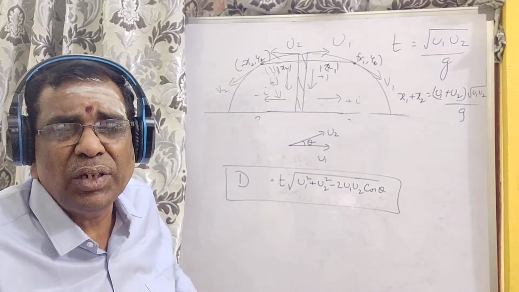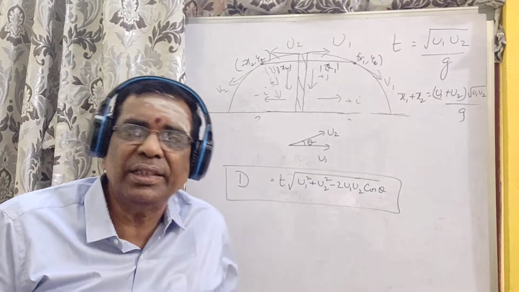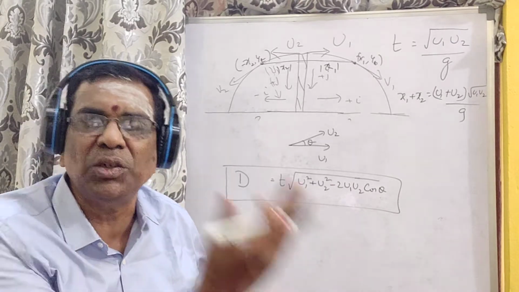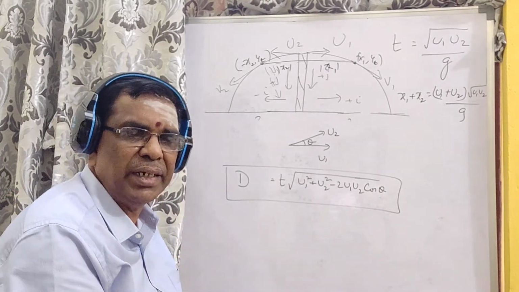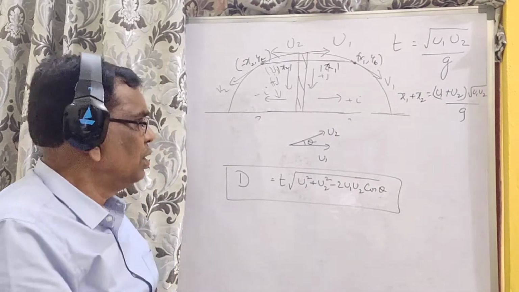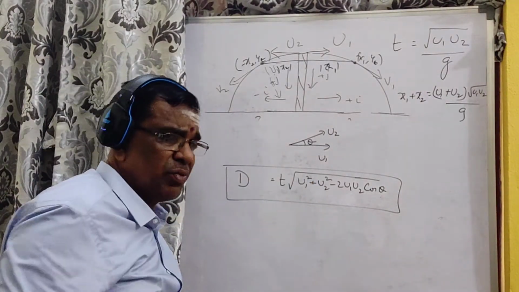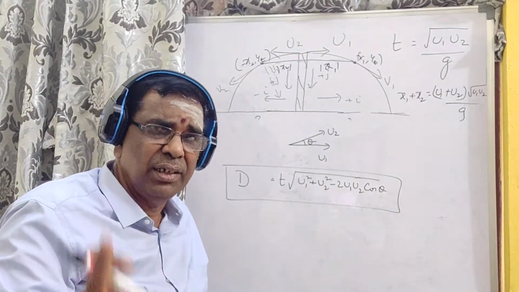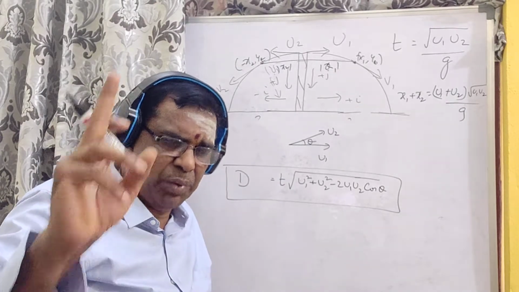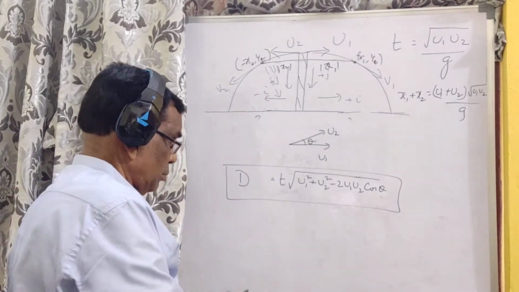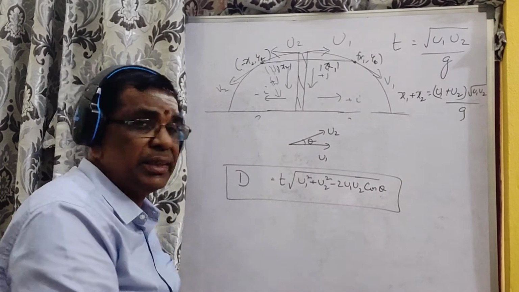If they are opposite, you will get u1 plus u2 into t. If they are in the same direction, you will get u1 minus u2 into t, or u2 minus u1 into t, it doesn't matter. You got the point now? That is how you get the distance of separation between the particles for simultaneous projection. I hope this point is clear.